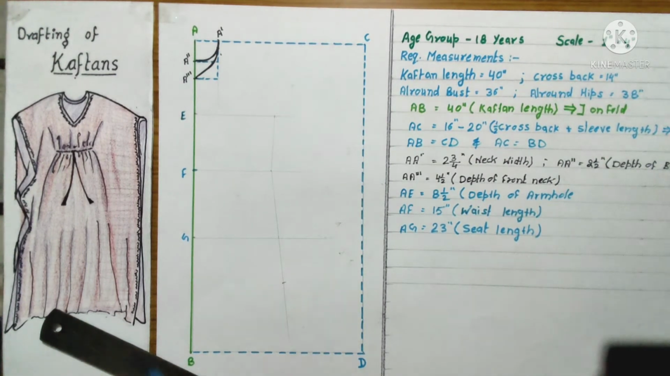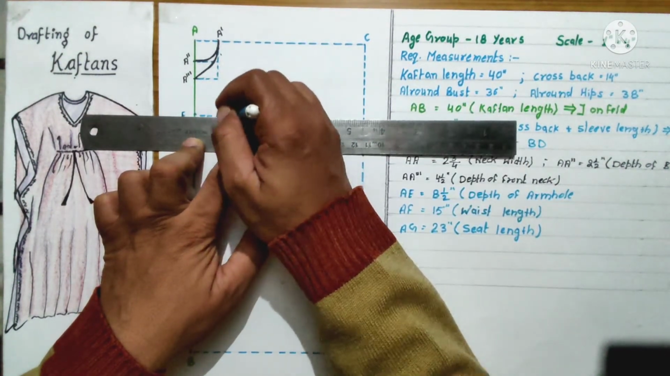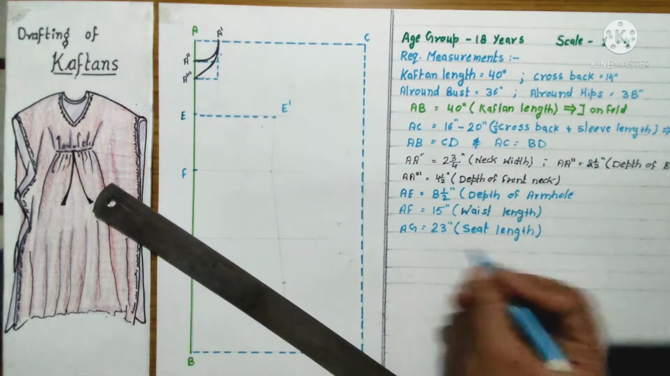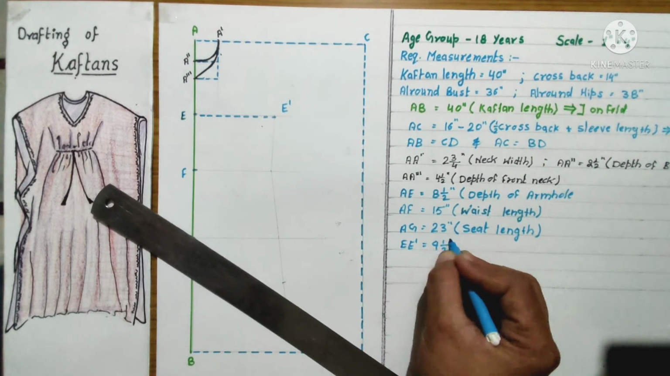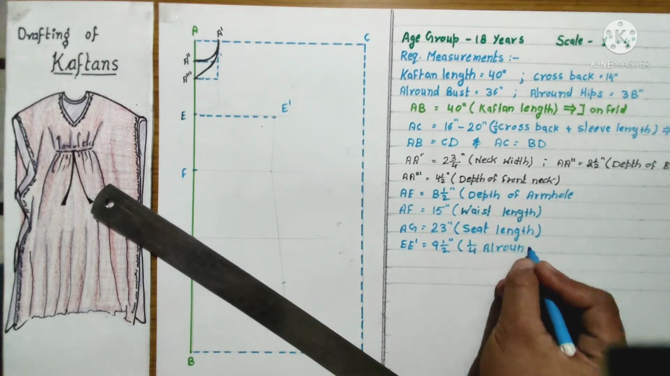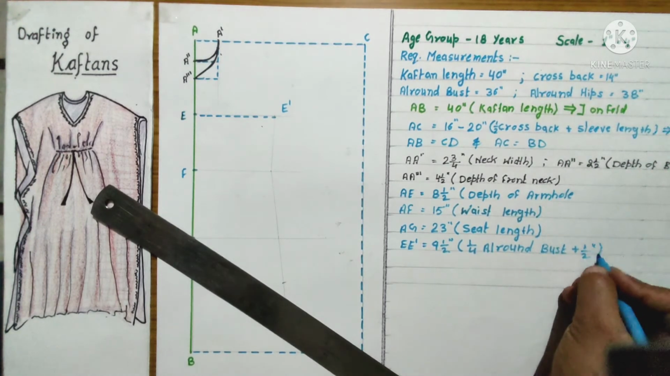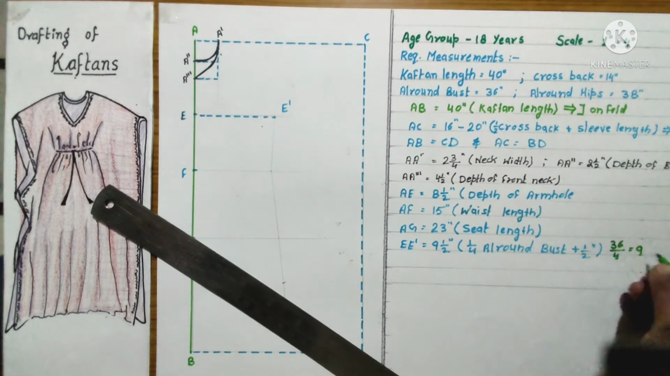Now I'll square out the lines from point E to mark point E dash, as E to E dash is equal to 9.5 inches, that means 1/4 of the all round bust plus half inch for the ease, right? This will give a beautiful fitting to your kaftan. That means 36 divided by 4 is equal to 9 plus half inch is equal to 9.5 inches, right?